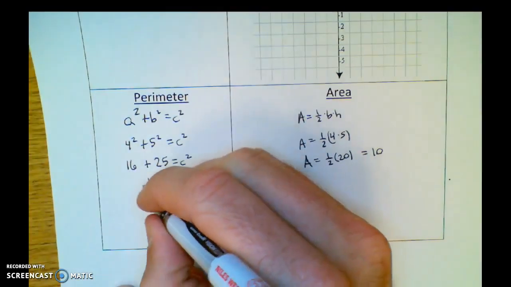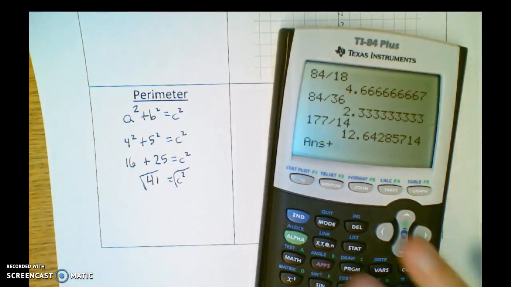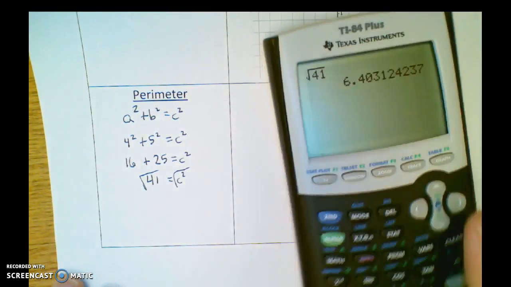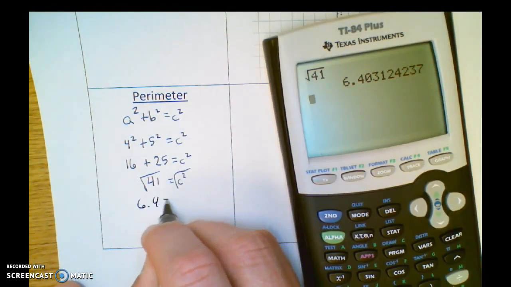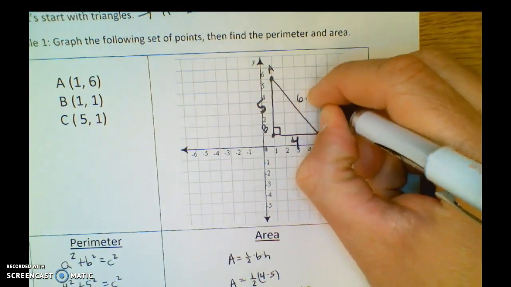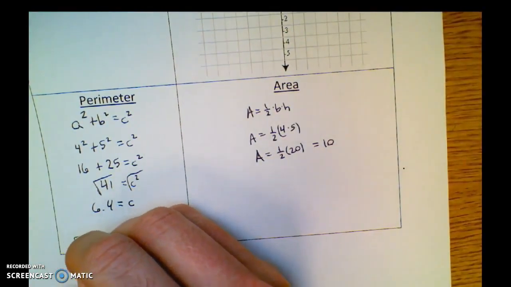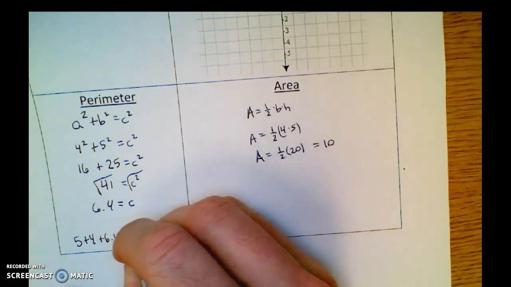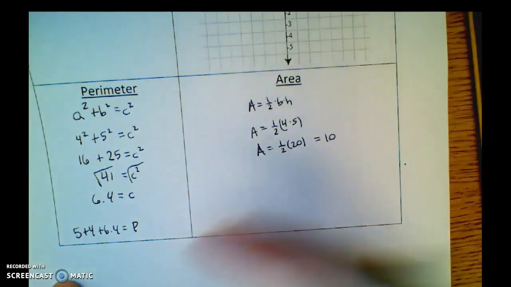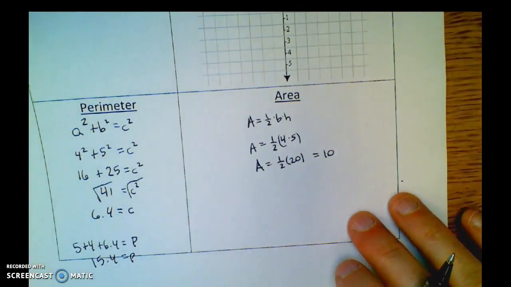And then to find the square root of 41, you have to type that into your calculator. And for this one, we can use the decimal, because we're actually looking for the length. So clear out whatever's on your screen. Second square root 41. So 6.4 is what c is equal to. So on my triangle, I figured out the hypotenuse. And now that I have all 3 sides, I can add them together. 5 plus 4 plus 6.4 equals my perimeter. Adding 5 plus 4 plus 6.4 gives me 15.4 for the perimeter. So really it's similar steps, we're just applying it now on a coordinate plane.